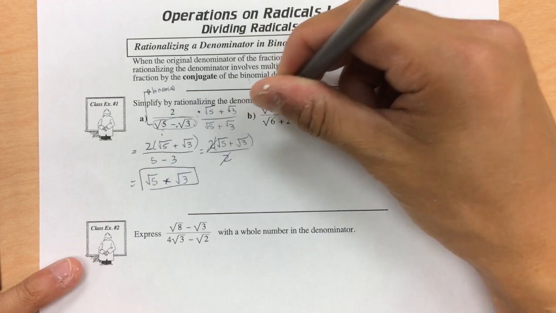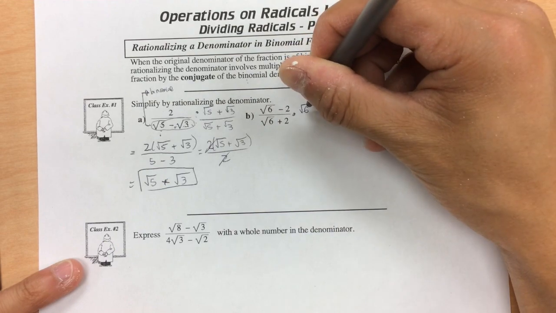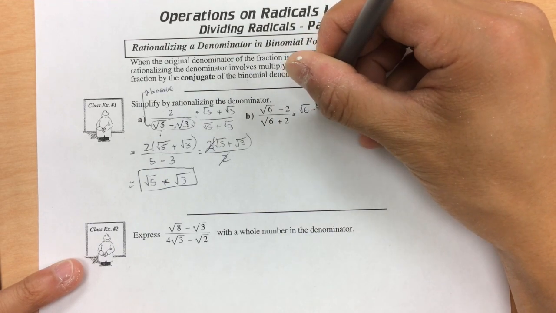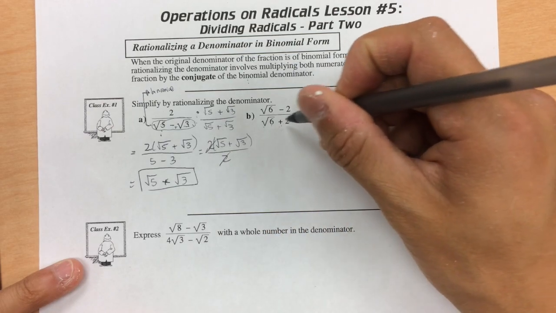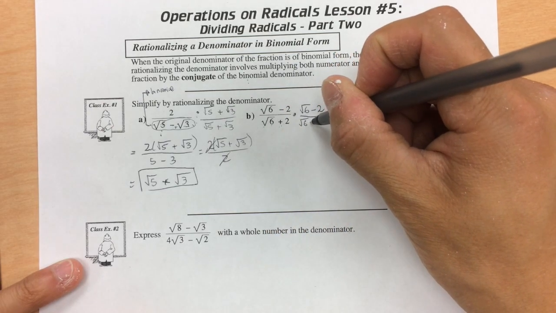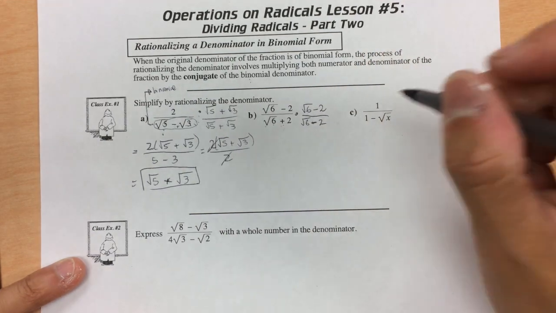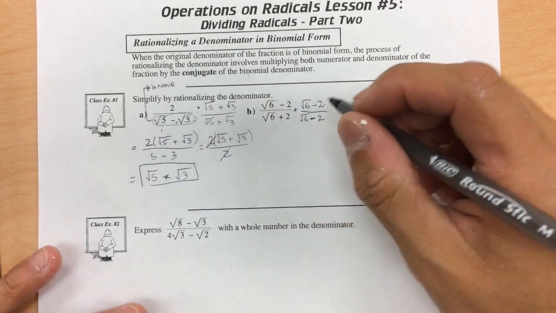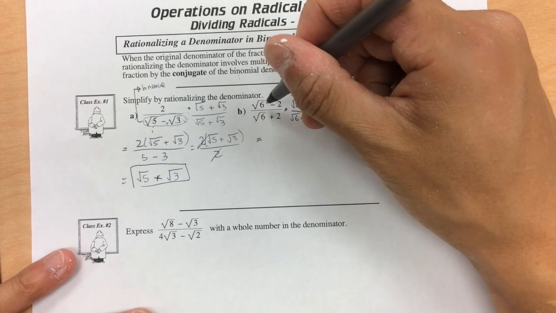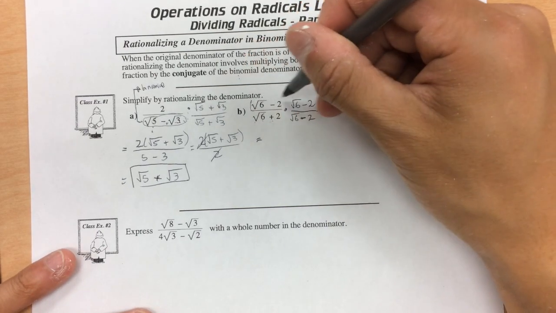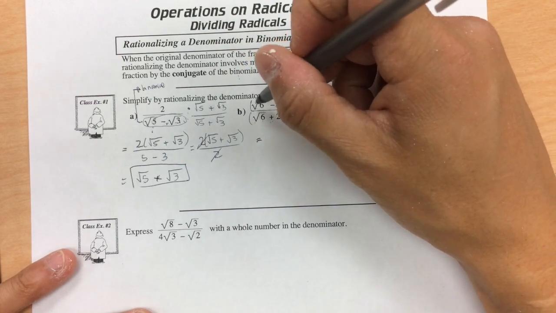So multiplying by the conjugate here, I would be left with the square root of 6 minus 2. Notice how my denominator is square root of 6 plus 2. Or sorry, minus 2. You're probably thoroughly confused. Yeah, minus 2. Okay? So when we're multiplying our binomials, we have to now FOIL this.